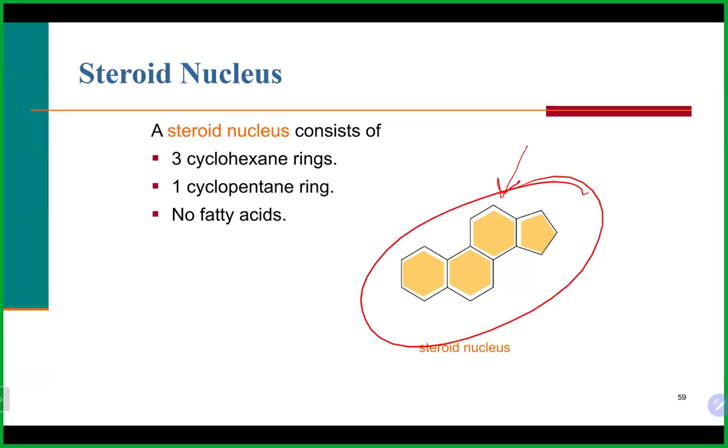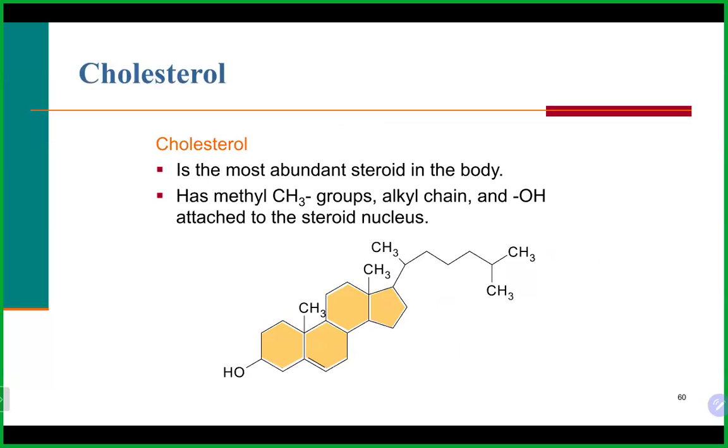One of the most common ones, speaking of cholesterol, is that cholesterol has a steroid nucleus right there, and that's the most abundant steroid in the body, as we talked about a second ago. Hopefully, mostly HDL, not so much LDL happening. And again, it's got some methyl groups, an alkyl chain, and some OHs. So you do need to be able to recognize the steroid nucleus, not necessarily draw it, but if you see it, you need to be able to recognize it.